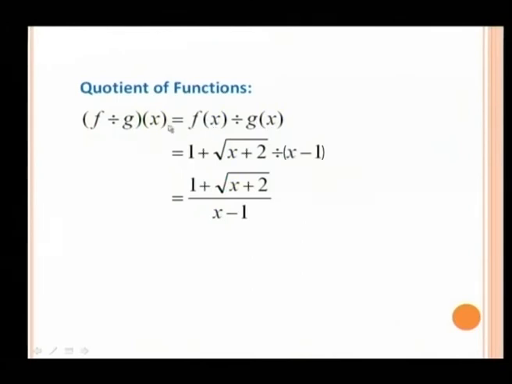So for the quotient of function, we have f divided by g of x, which is equal to f of x divided by g of x. Now by putting the value of f and g, we have 1 plus under root x plus 2 divided by x minus 1, or by more simplification, if we adopt the form like 1 plus under root x plus 2 divided by x minus 1.